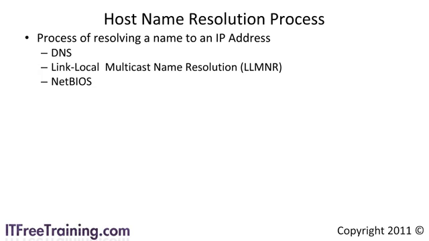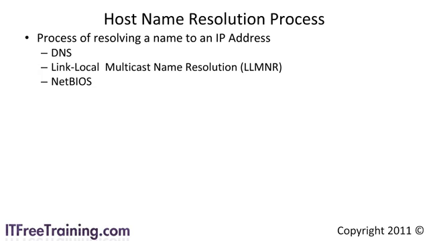A simple example of this is if you were in a coffee shop using a wireless network and wanted to connect to a friend's laptop. There is no DNS server on the network that will support dynamic updates, so Windows must have an alternative way of locating your friend's laptop.